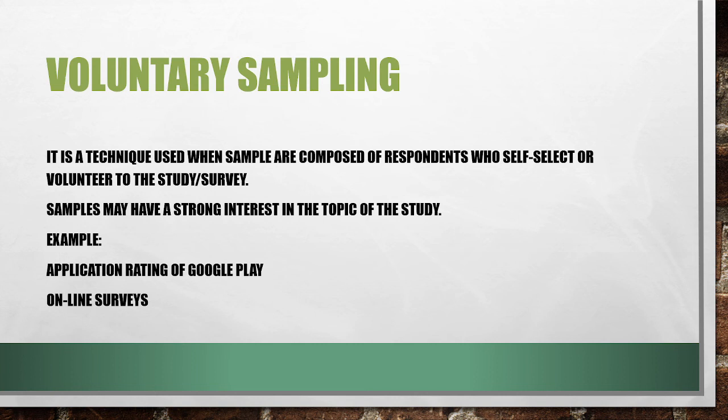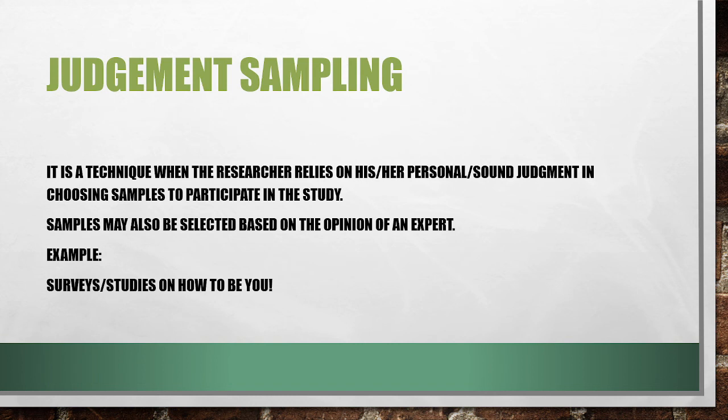And next natin ay judgment sampling. So, in judgment sampling, it is a technique when the researcher relies on his or her personal or sound judgment in choosing samples to participate in the study. Samples may also be selected based on the opinion of an expert. But anyway, this judgment sampling is based on perspectives, based on whether one individual will be useful for the study, depending on your perspective or the expert's perspective.